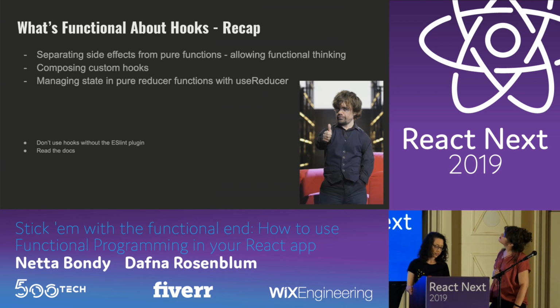So to summarize this part about what's functional about hooks, I found 3 main things. The first is that we now can separate side effects and pure functions, and it allows us to think in a more functional way. And the second is that we can compose custom hooks. And the third is that we can manage our state in pure reducer functions with useReducer.